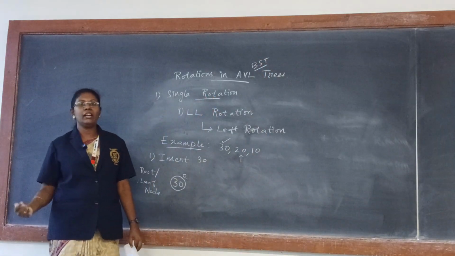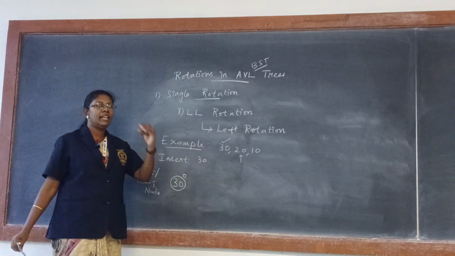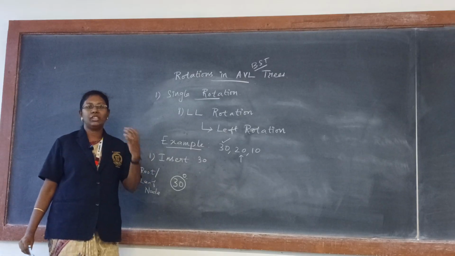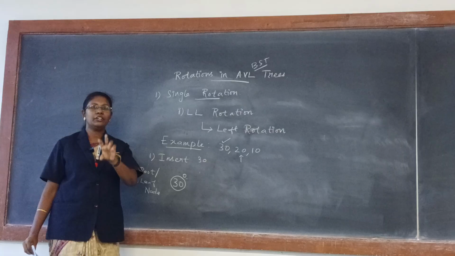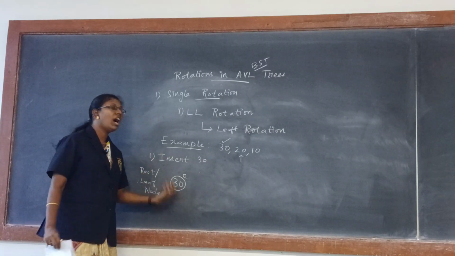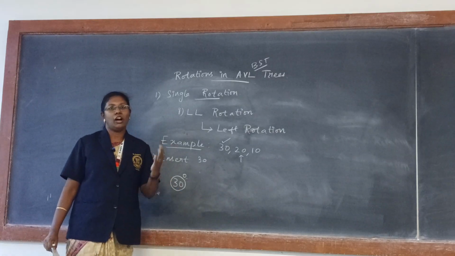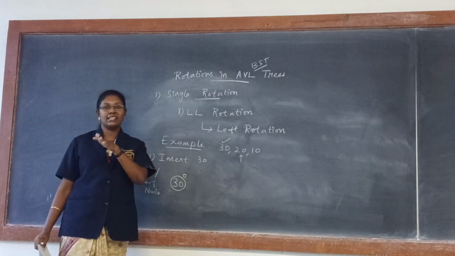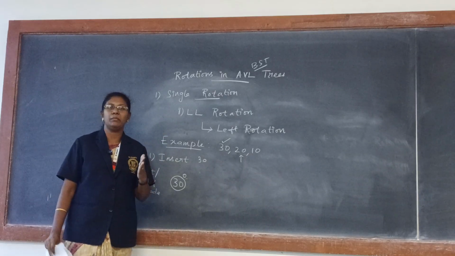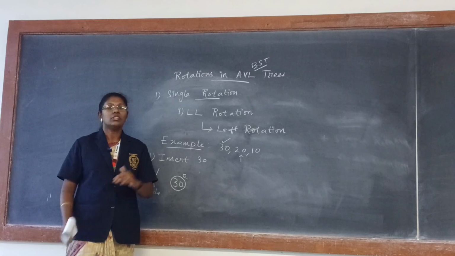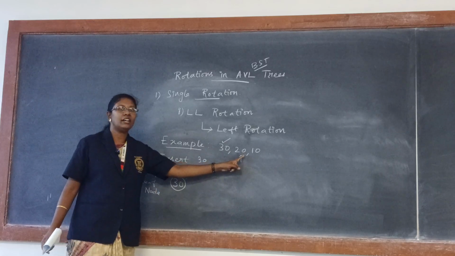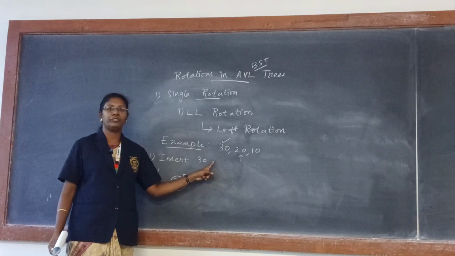So what is the property of the binary search tree? The value of the left child of a parent node must be smaller than the parent node, and the value of the right child of the parent node must be greater than the parent node. So that's why we are going to insert 20 towards the left side of 30 here.